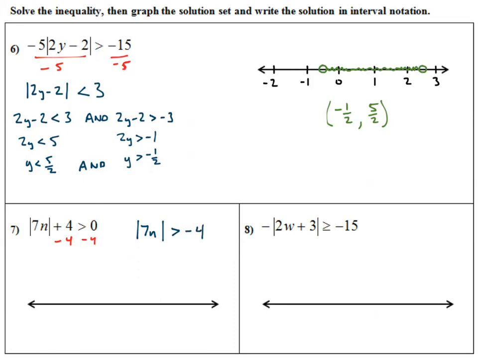Now, remember, we have a negative that's being compared to an absolute value. That should give us some pause. So let's think about this. Absolute value we know is always positive. So therefore these numbers over here will always end up being positive no matter what value I choose for n. And of course a positive will always be greater than -4, right? And so therefore, even without solving this out, I'm going to see that this will always be true.